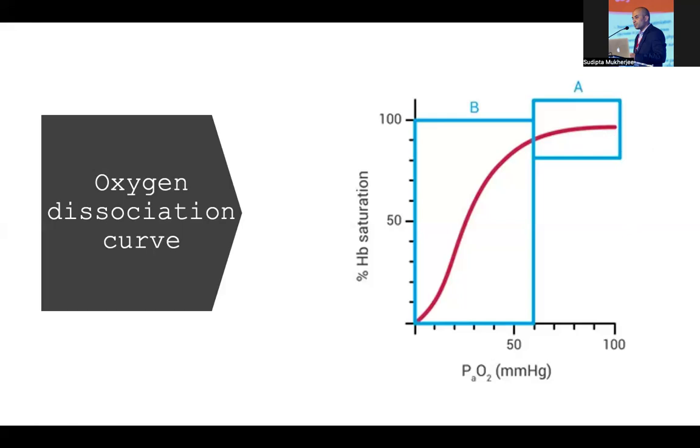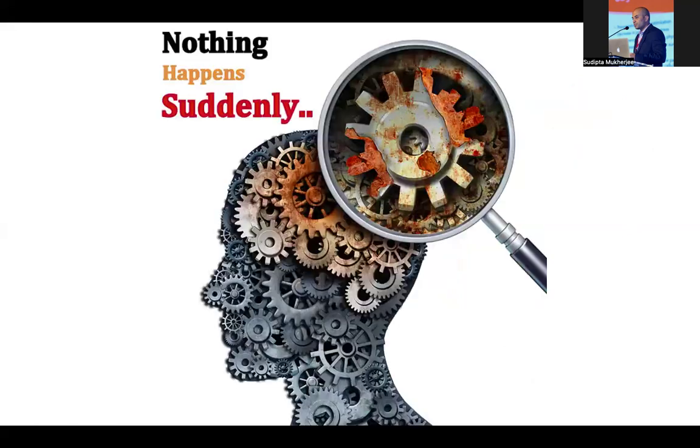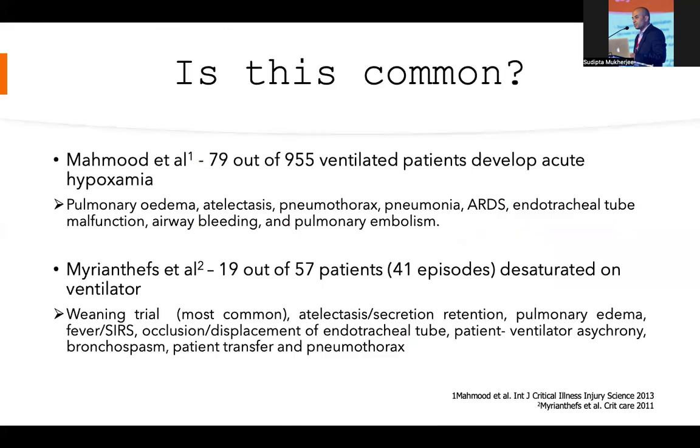By this method of keeping saturation around 90, you can use saturation or SpO2 as a very good respiratory monitoring tool. And what happens suddenly? My teacher used to say nothing happens suddenly. There has to be a pathophysiology that develops over time, and we have to pick it up early to intervene early and get the best possible outcome.